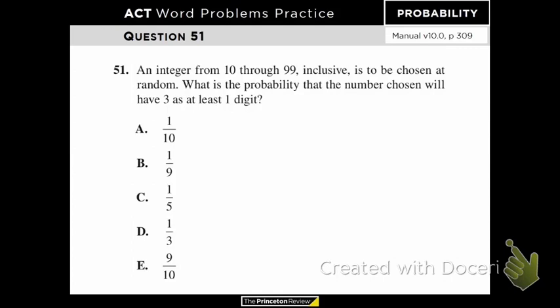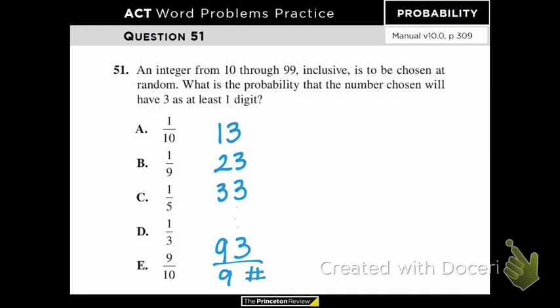51, an integer from 10 through 99 inclusive, which means it does include those endpoints. So it includes 10 and it includes 99. Is to be chosen at random. What's the probability that the number chosen will have 3 as at least one digit? This one is just, I would say, kind of thinking through this. You want to start and think, well, what numbers have 3's in them, right? So starting at 10 here, 13 has a 3, 23 has a 3, 33, and so on, all the way down to 93. And if you count, that's a total of 9 numbers, okay, right there.